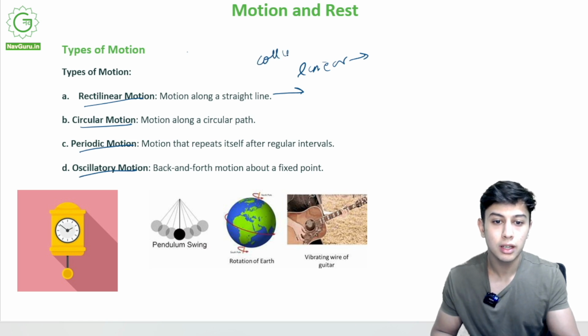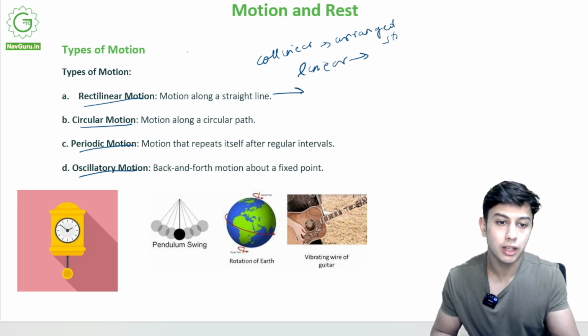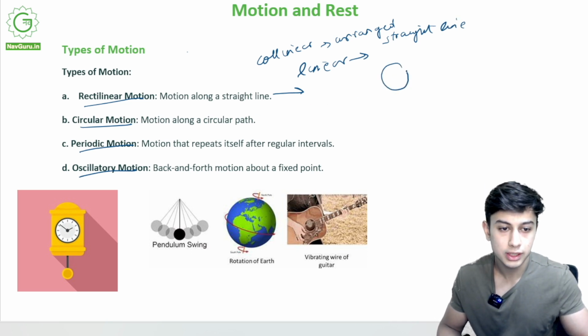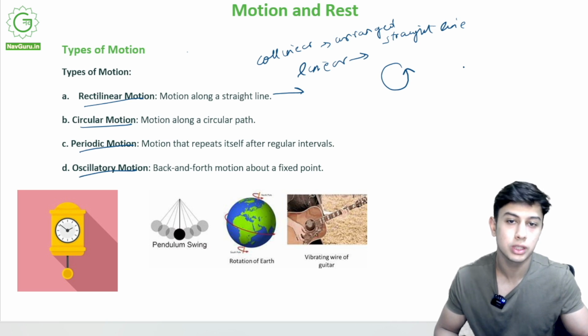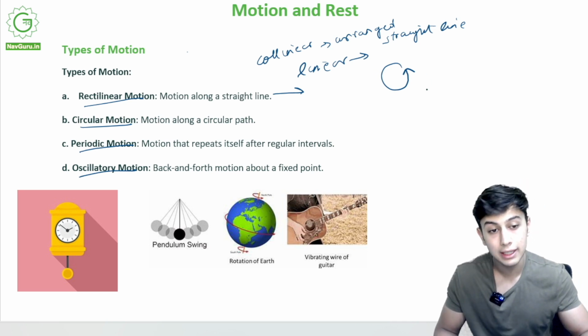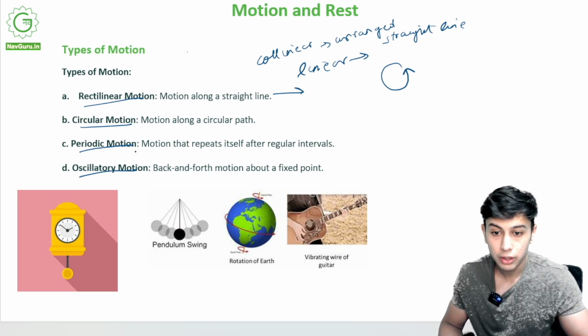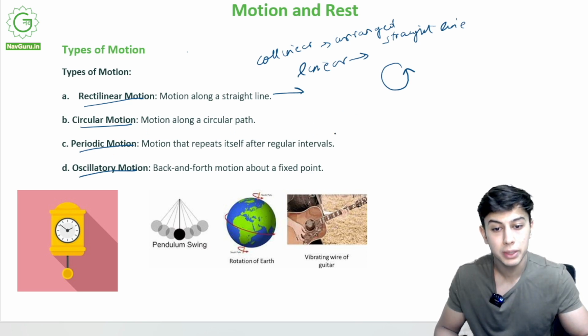Collinear, arranged in a straight line. Circular motion, going in circles. What is a circular motion? For example, the wheel of your cycle, the wheel of your car, it's going in a circular motion. Periodic motion is something that repeats itself.